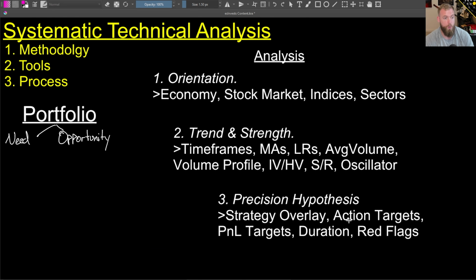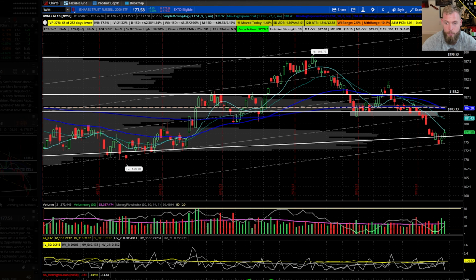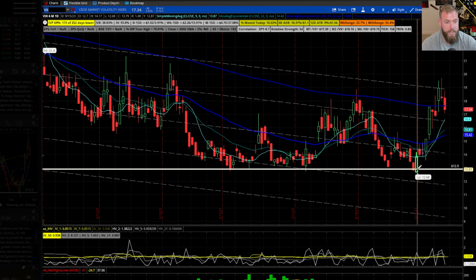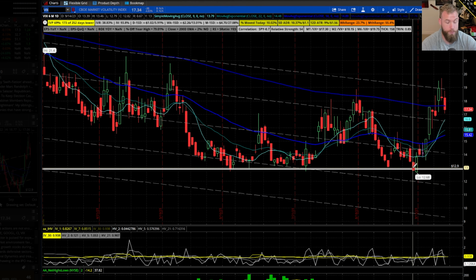Another couple points here when we're talking about the precision hypothesis is action targets. What this means is as IWM is moving around, if I come up with some sort of hypothesis, actually, let's look at a different hypothesis. This is a current example. I was recently talking about the VIX ratio call diagonal that I was establishing because of the contextual understanding that 12 VIX is very low and volatility also serves as a good hedge for the broader portfolio, and so on.